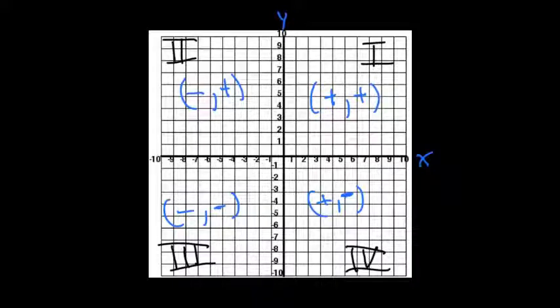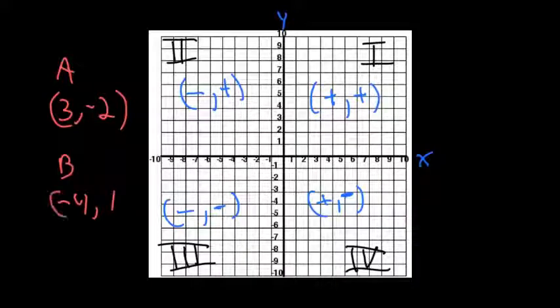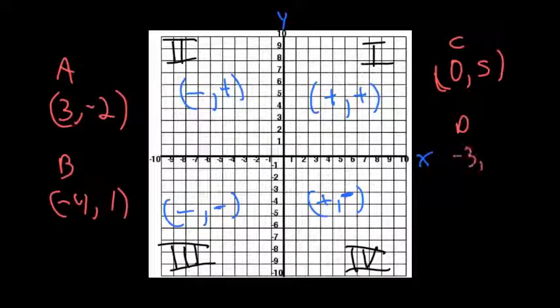So let's plot a couple points based on an ordered pair. Let's say A is 3, -2. B is -4, 1. C is 0, 5. And D is -3, 0. I threw in a couple zeros just so we can see what's going on with those.